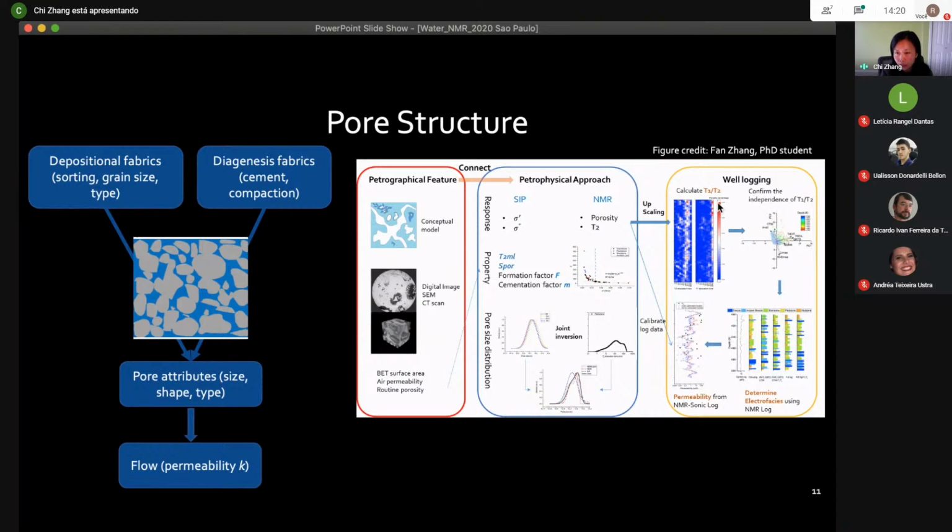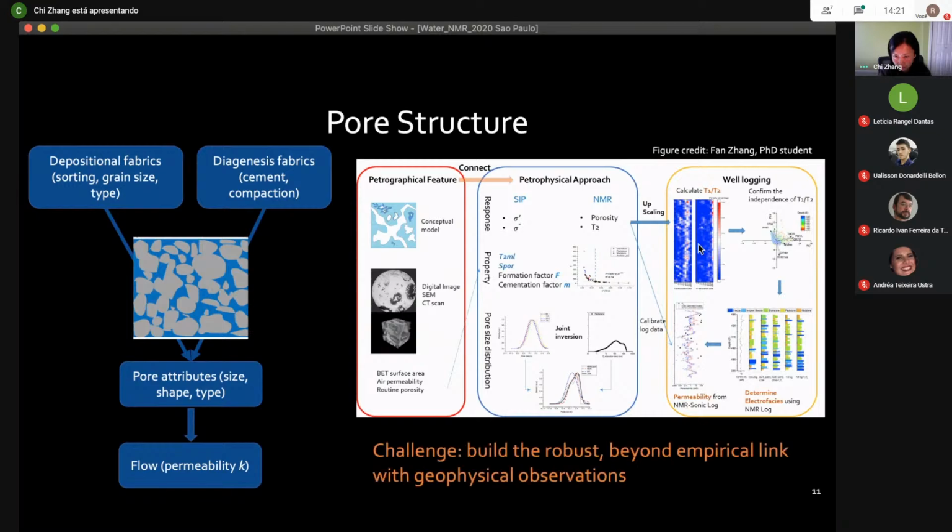Here I'm showing an example of how we link this to the well logging data by looking at one particular parameter, the T1/T2 ratio. I'm going to talk about this in detail later.